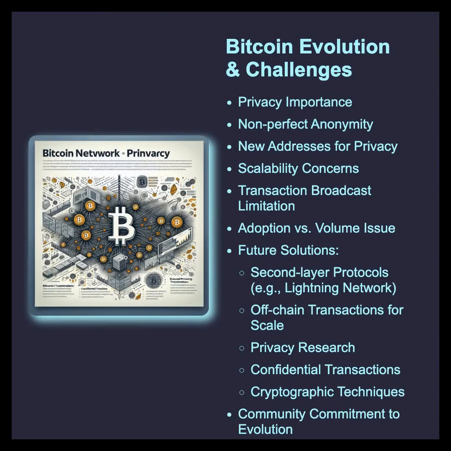The Bitcoin Whitepaper acknowledges the importance of privacy in financial transactions, suggesting that while the system is not perfectly anonymous, measures can be taken to increase privacy, such as using new addresses for each transaction. However, it also recognizes the limitations in scalability, given the need for every transaction to be broadcast to the network and recorded on the blockchain. As Bitcoin's adoption has grown, so too have concerns about its ability to scale effectively to handle a larger volume of transactions.